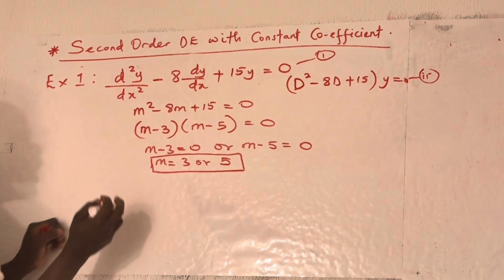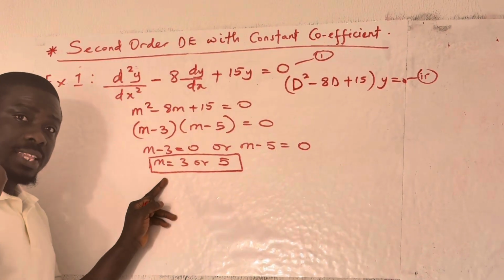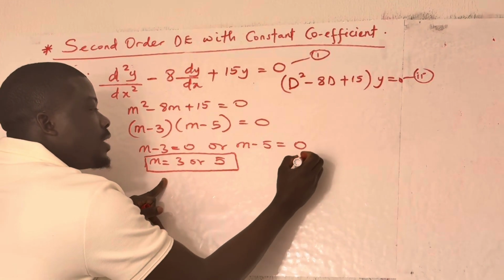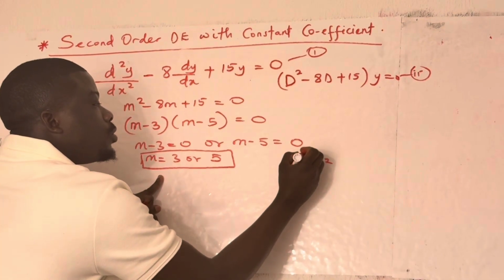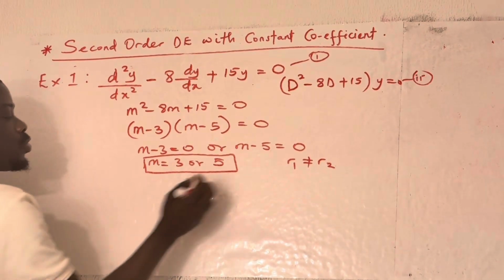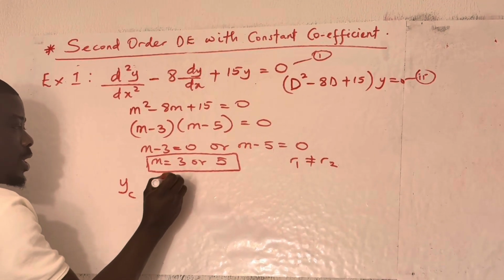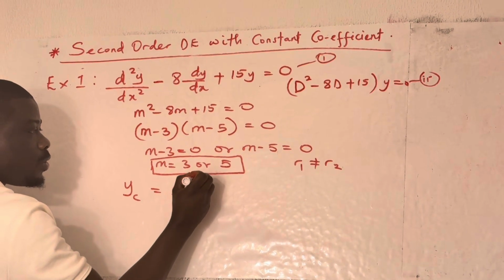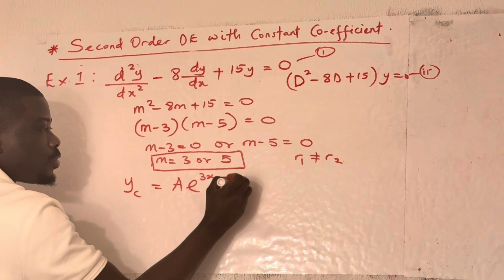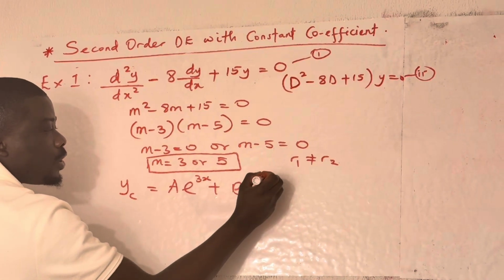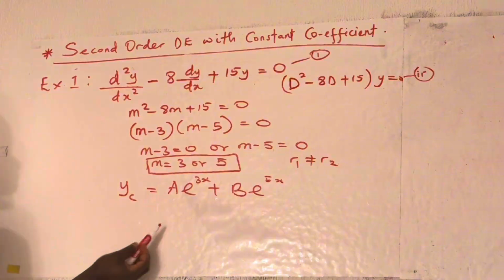Now, this is actually the first case that I said earlier, where R1 is not equal to R2. So since R1 is not equal to R2, our y complement will now be given as A exponential 3x plus B exponential 5x. So this is our final answer.